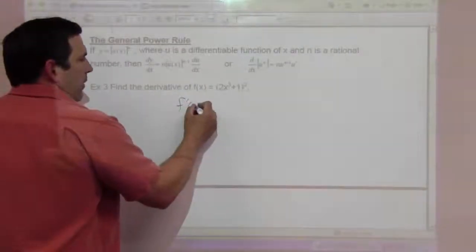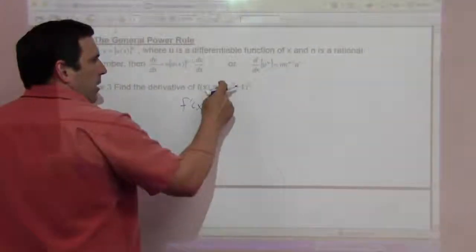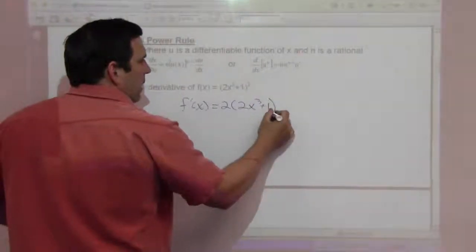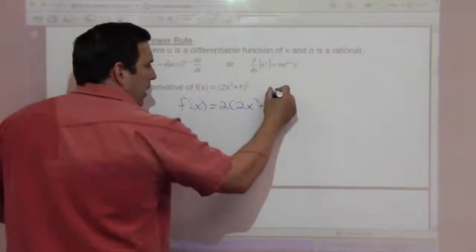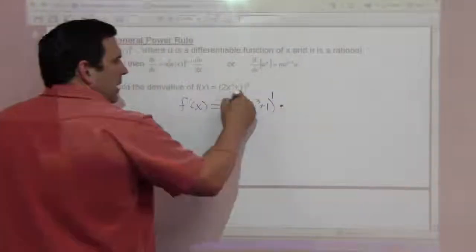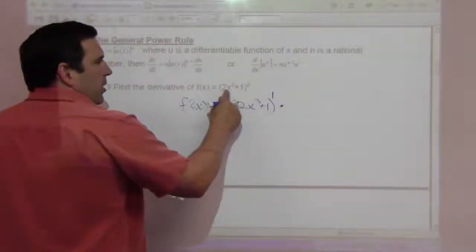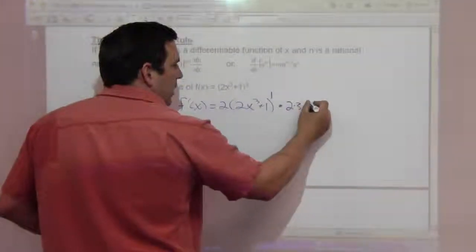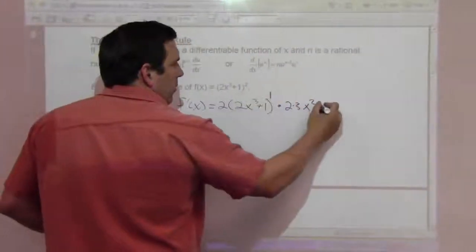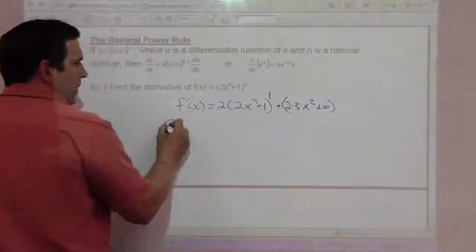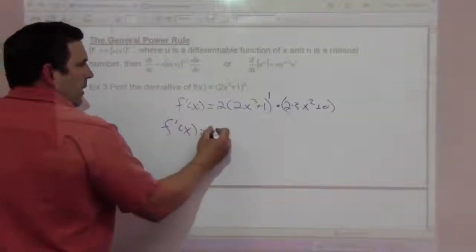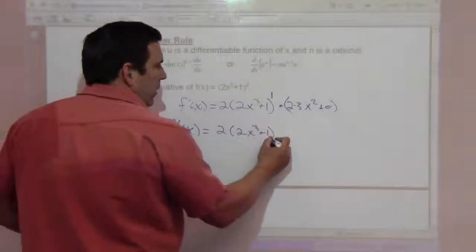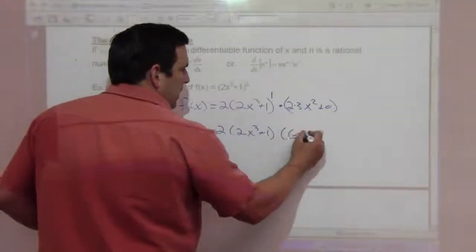Well, our f prime of x is going to be what? This power comes out front, 2 times 2x cubed plus 1. Subtract 1 from the power, we get a 1, times the derivative of what's inside. What's our derivative of 2x cubed plus 1? It's 2 times 3x squared plus 0. So f prime of x is 2 times 2x cubed plus 1 times 6x squared.